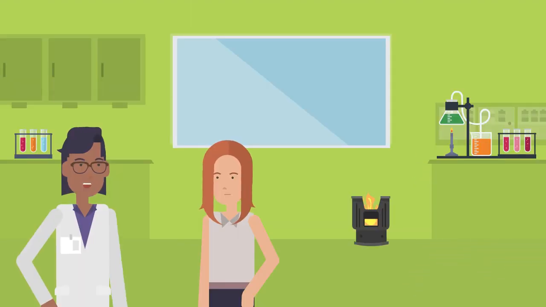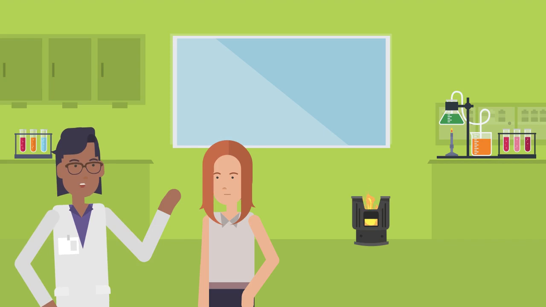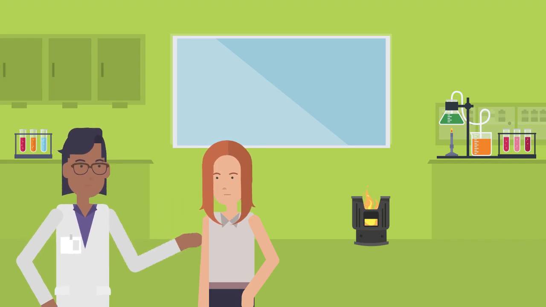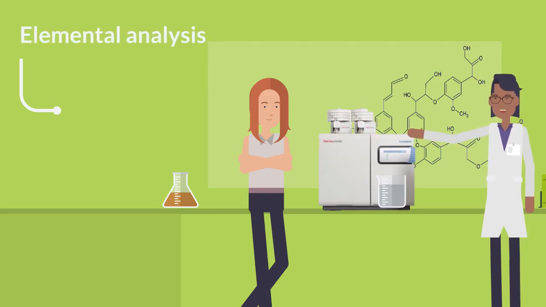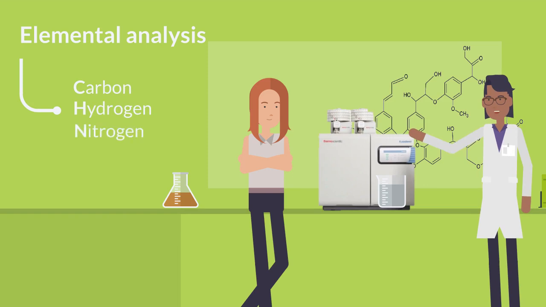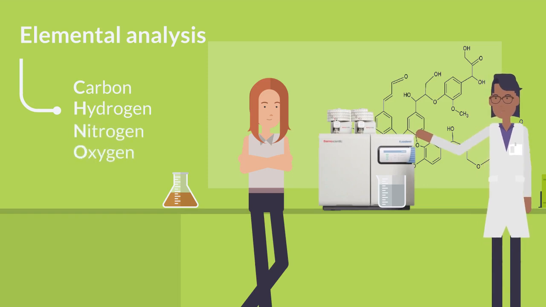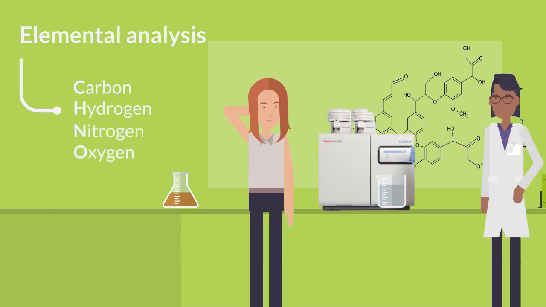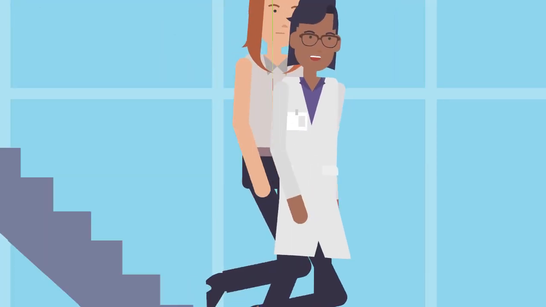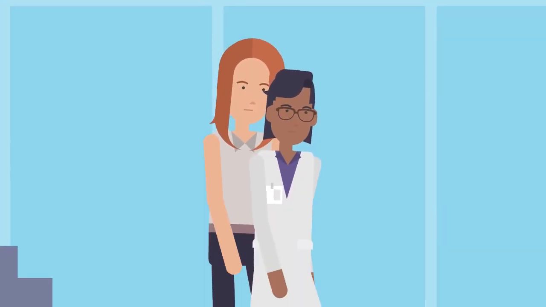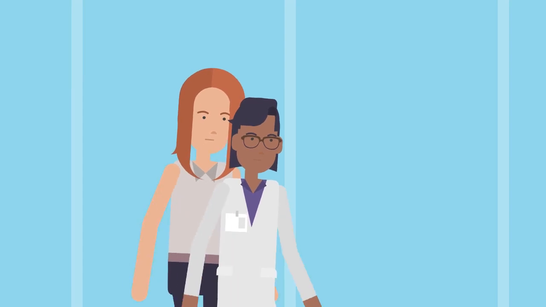So, what we do here is divided into two main analyses, the elemental analysis and the proximate analysis. The elemental analysis provides the content of chemical elements like carbon, hydrogen, nitrogen, and oxygen. So, all I need to calculate the composition of flue gases when burning biomass, right? Right. Now, let me show you the next lab, where we do the proximate analysis.